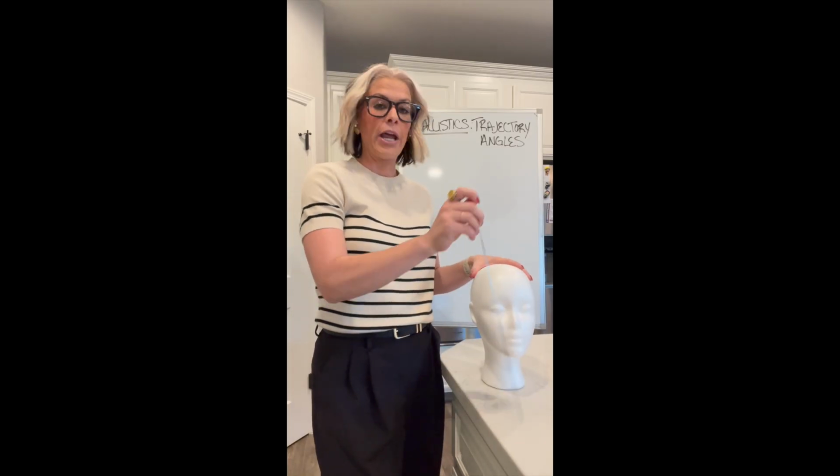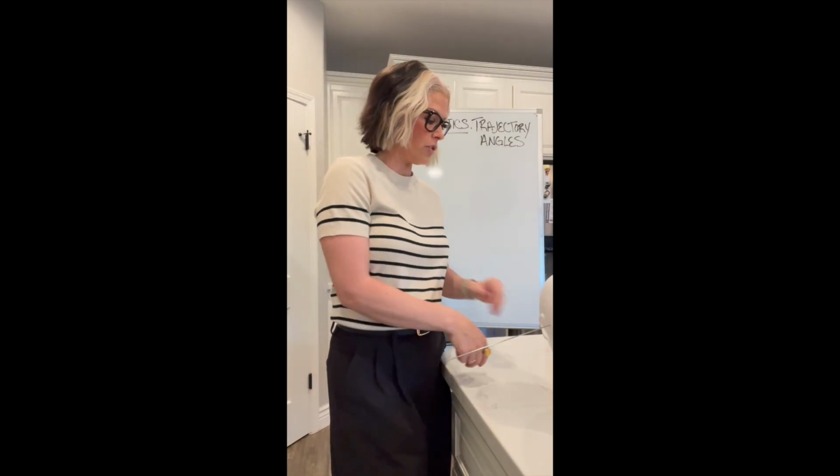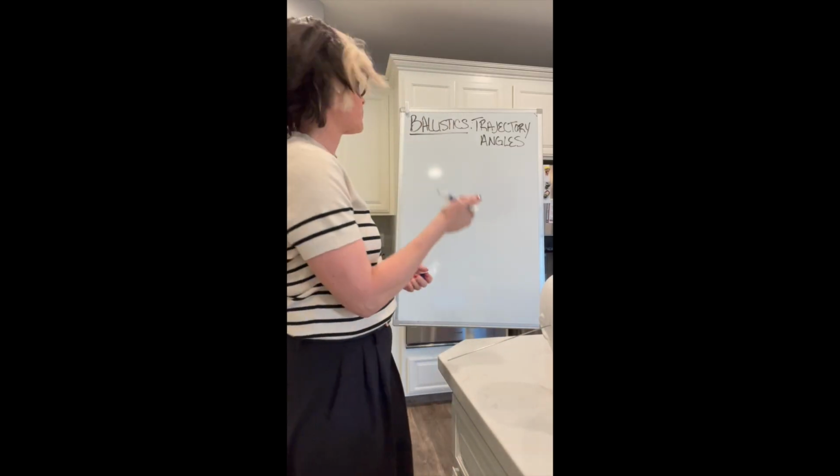Now, a couple of different terms that we need to talk about first before we get into trajectory angles are perforating and penetrating wounds. So perforating is what we call a through and through wound. Okay, so a through and through wound is going to be with an entrance and an exit on the other side. So entrance and exit, okay? It's going to be a perforating wound. And I will also write that here on the board for you as well.